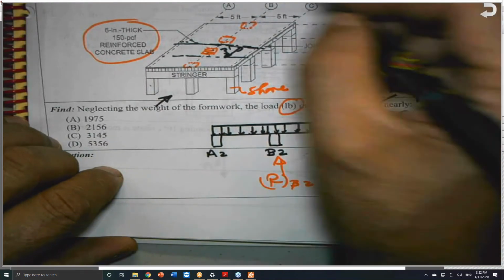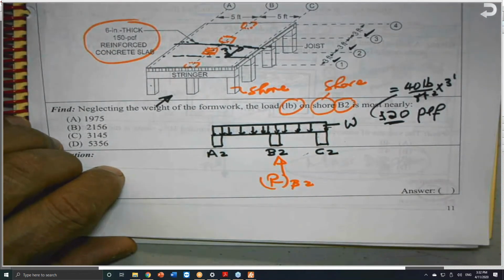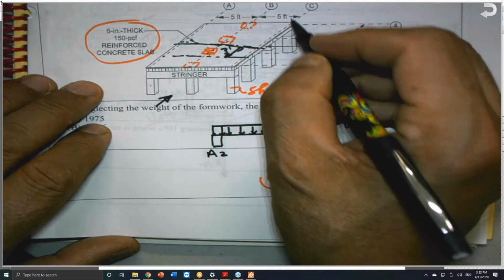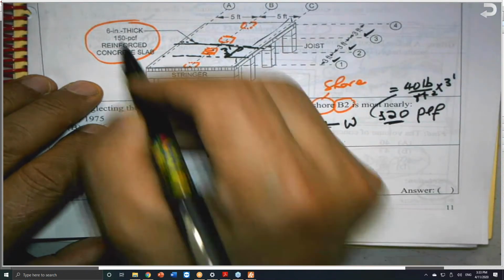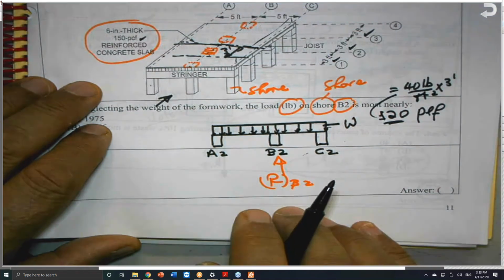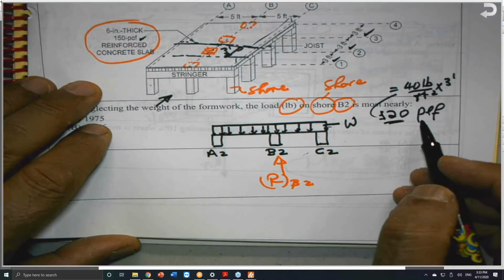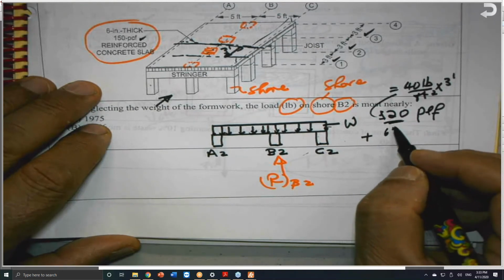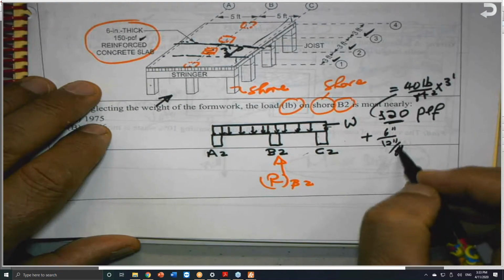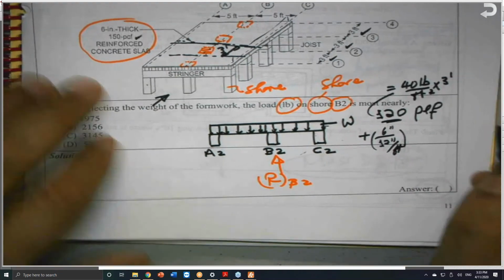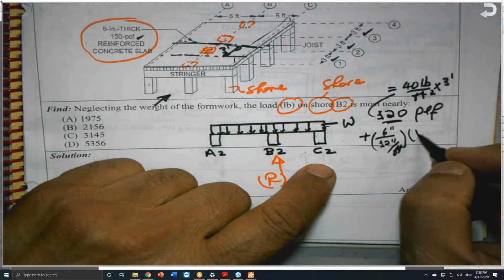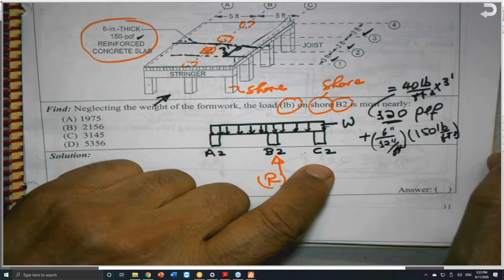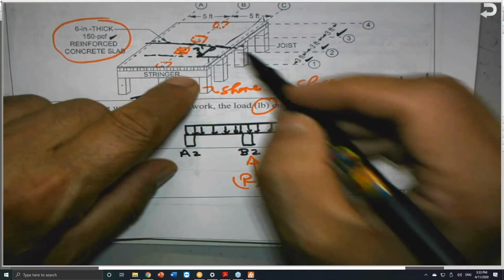So I get rid of this load here, but I need it for the concrete. It is a 6-inch slab, thickness is 6 inches, and it is 150 pounds per cubic foot. I need it also as a pound per linear foot. So plus the 6 inches divided by 12 inches per foot, times 150 pounds per cubic foot. This is the density of the concrete times the width. I have 3 feet here.